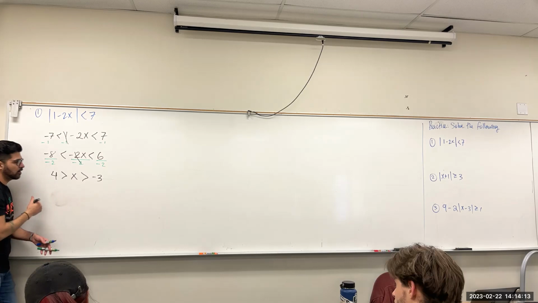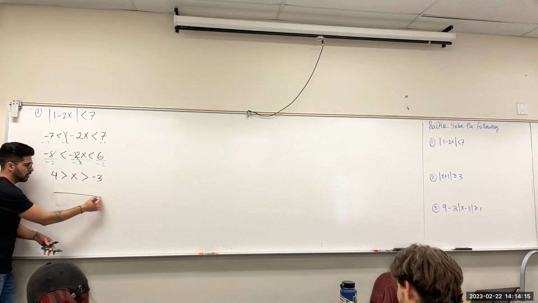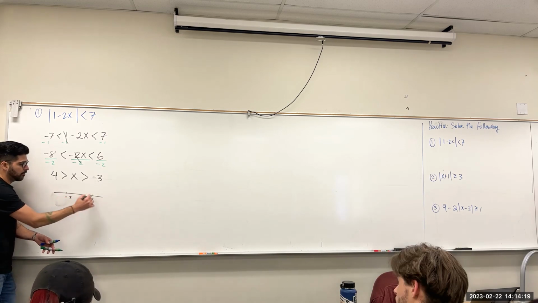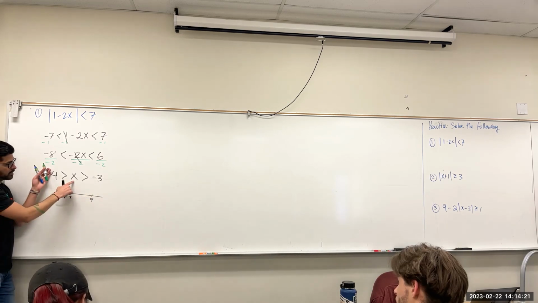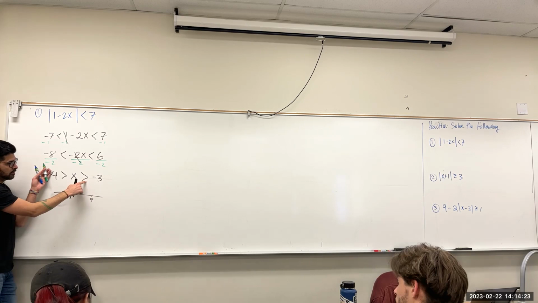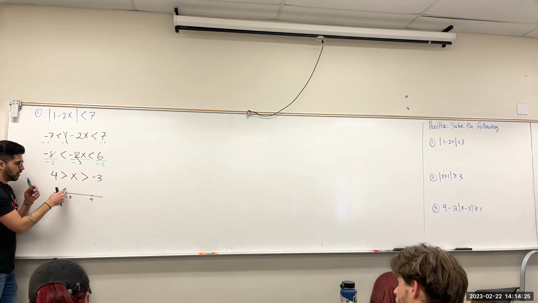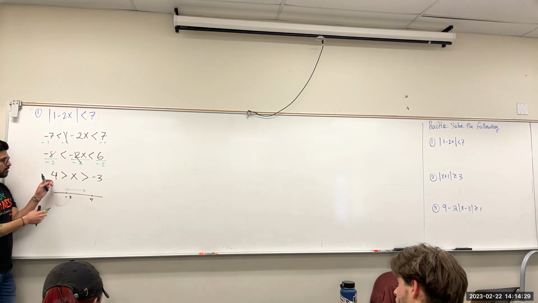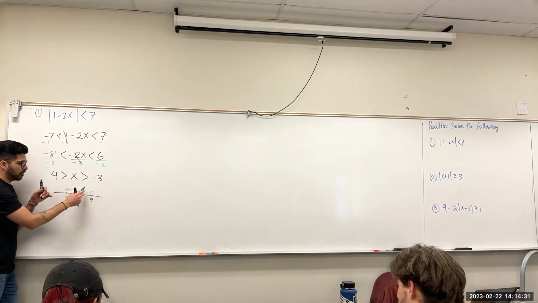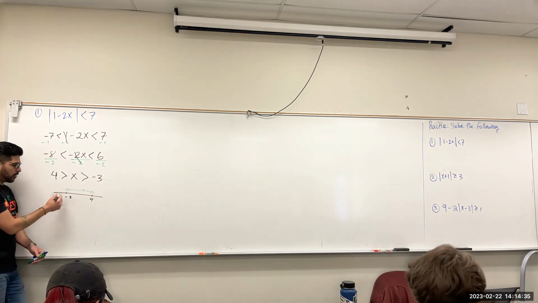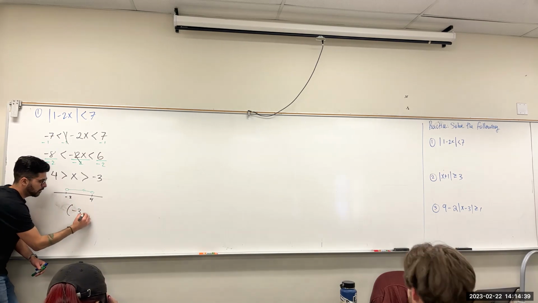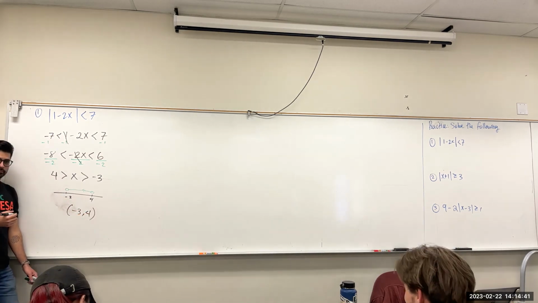If you're having a hard time knowing what to put first, you can always draw it. Here's -3, here's a 4. X is greater than -3 and less than 4, so it doesn't go all the way, it gets stuck like that. That way you visually see, oh, it's from -3 to 4, but not including.